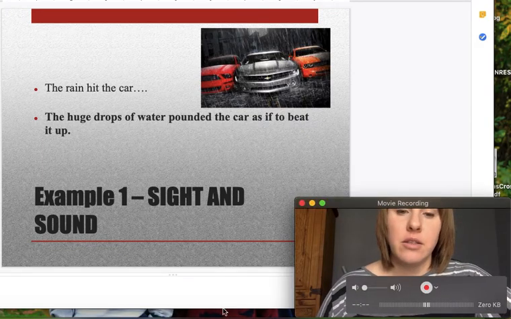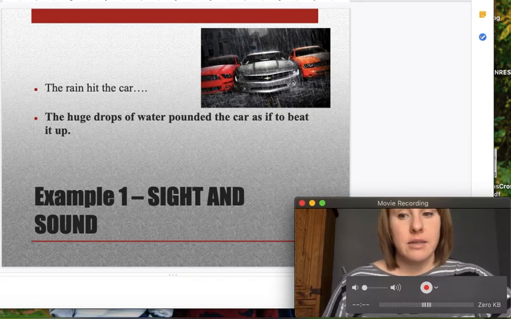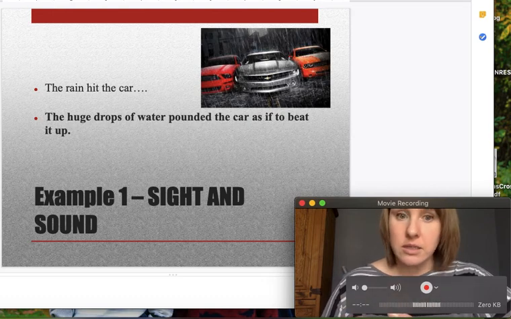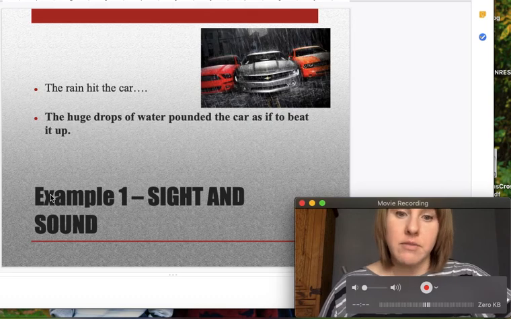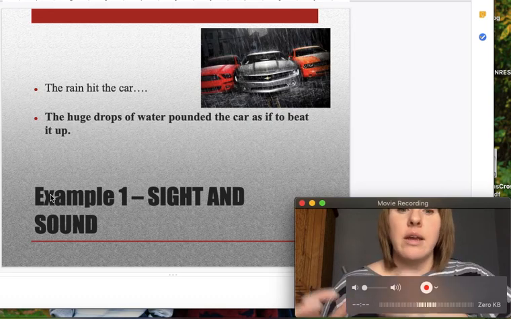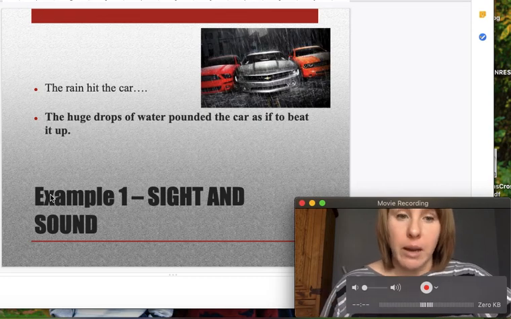The first one is: the rain hit the car. Boring. I mean, you could say it rained on the car. That's boring. But to do your five senses, you could say the huge drops of water pounded the car as if to beat it up. That way you are hearing it. You are hearing the water pounding and you are seeing the huge drops of water.